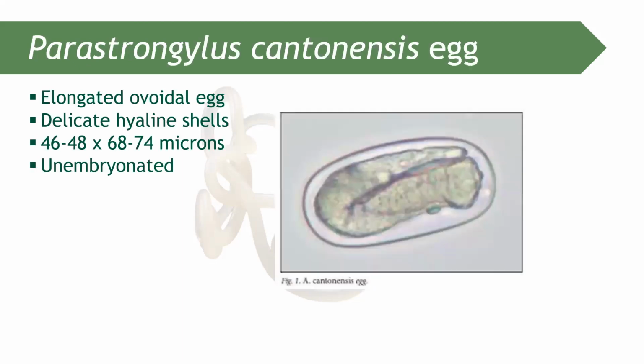Now, we have here your Parastrongylus cantonensis, which has an elongated, ovoidal egg, delicate hyaline shell, no, which is typically 46 to 48 by 68 to 72 micrometers and unembryonated. Now, take note, guys, that the first larval stage of your Parastrongylus cantonensis is seen sa mga rodents. Kaya ano yung common name natin kay Parastrongylus cantonensis? Rat lung worm.